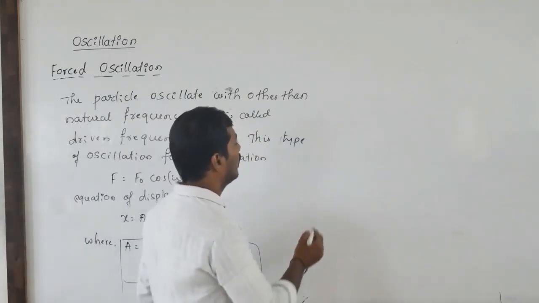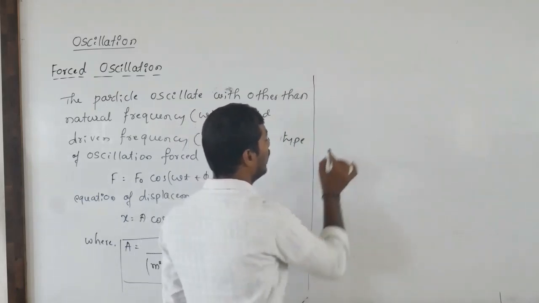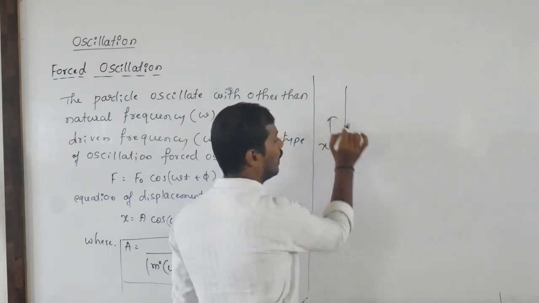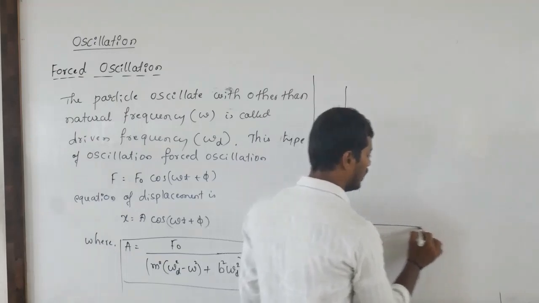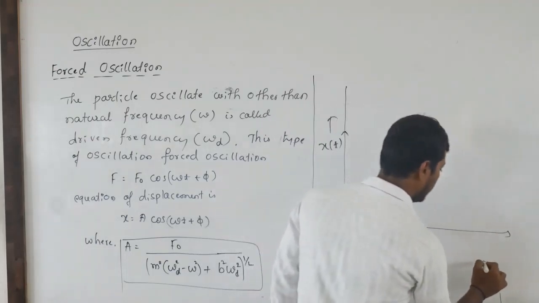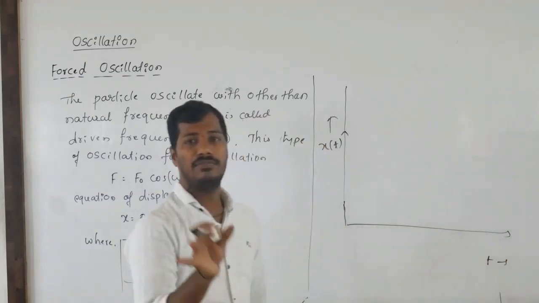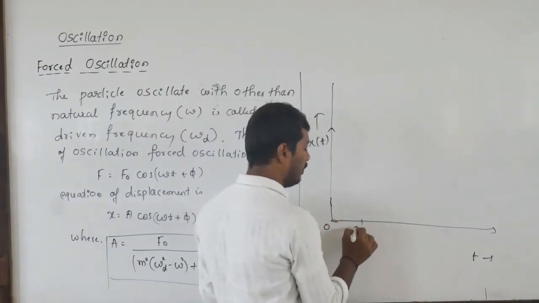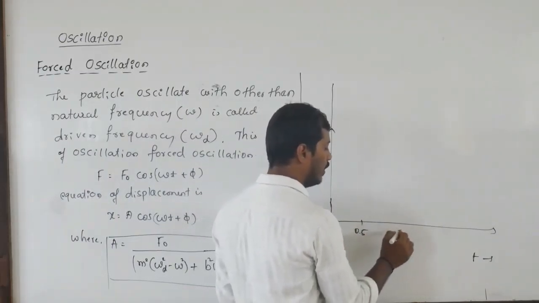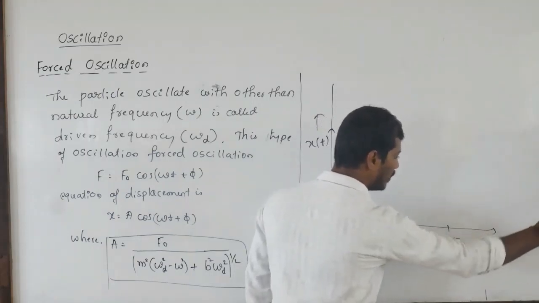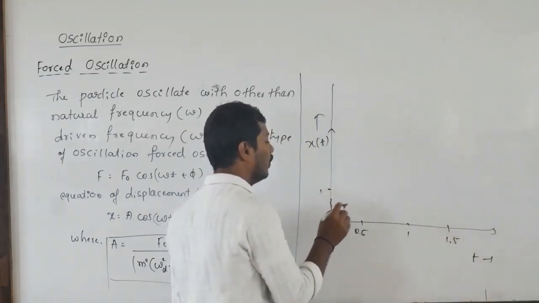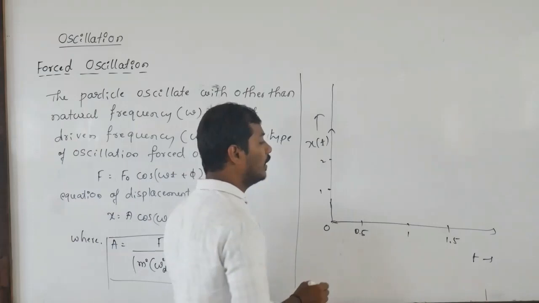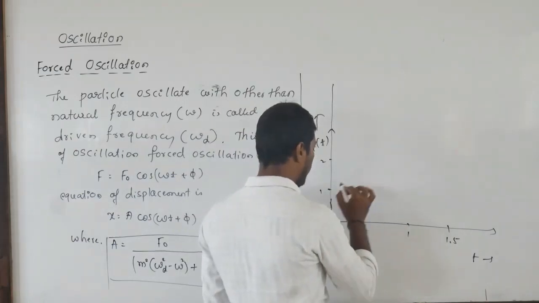I'll draw one diagram for this. Very simple. That is the graph of the forced oscillation. Along the y-axis there is the displacement of the particle, and along the x-axis there is the time. The time may be 0.5 seconds, 1 second, 1.5 seconds, and the displacement may be 1 centimeter, 2 centimeters, 3 centimeters. It starts to oscillate.